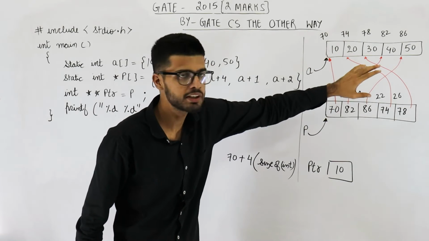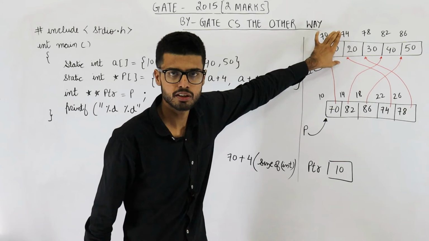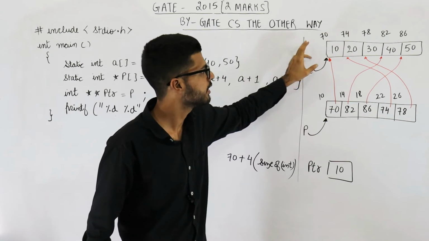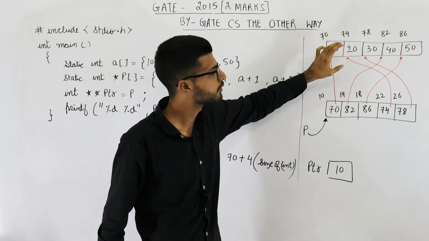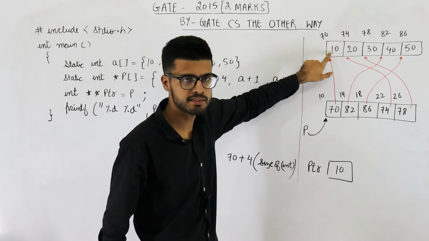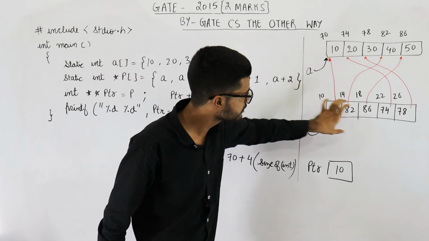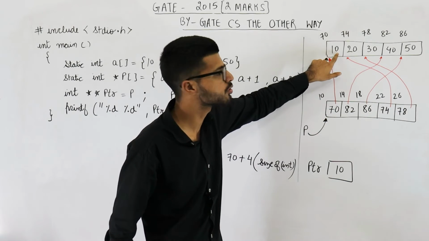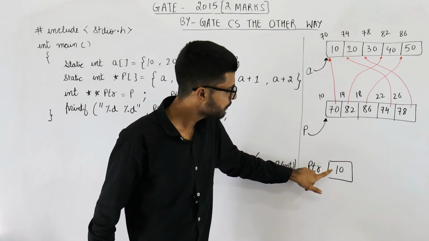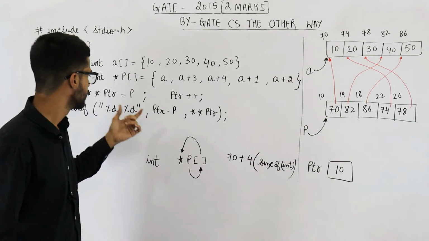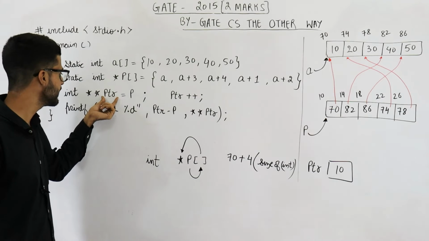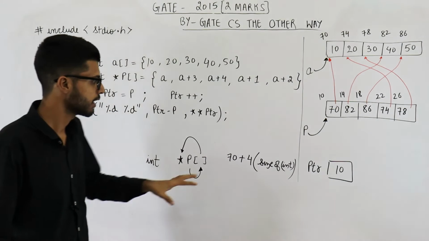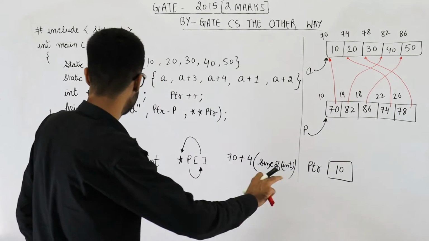This A is an array of integers. Hence this location is an integer. And this is an array of pointers, so this is a pointer. This pointer points to an integer, and ptr points here. This is what I already told you. ptr is a pointer to pointer to integer. I think we have discussed it in great detail.